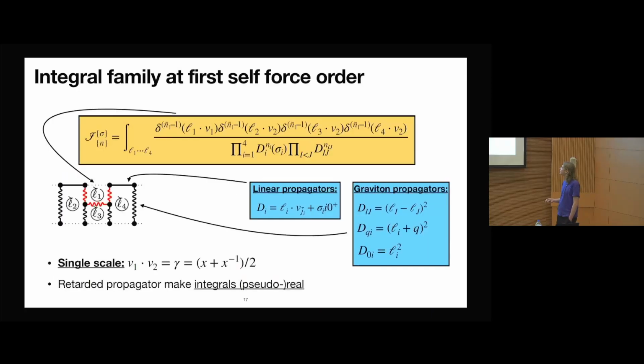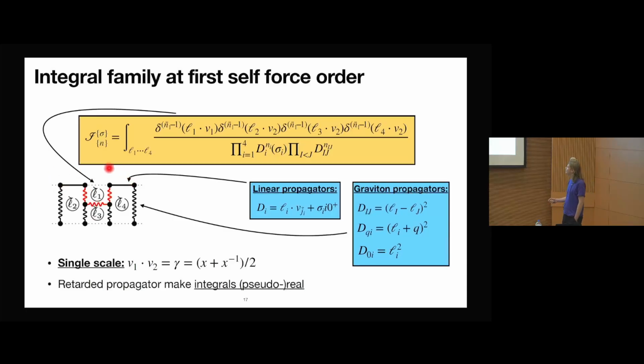So let's look at our integrals. Our integral family looks like this. So we have a four-loop integral family. And the first thing we notice, we always have these four delta functions. And these just come from the fact that at all these vertices on the worldline, we don't have momentum conservation, but only energy conservation, which is also the reason why we have tree-level loop diagrams.